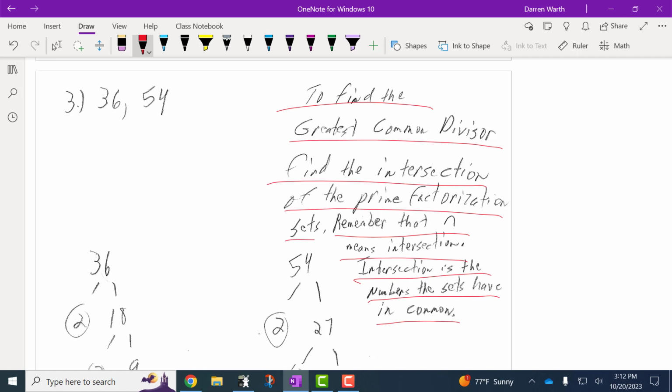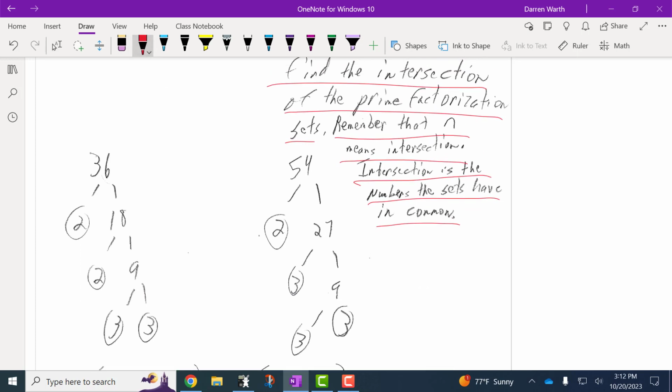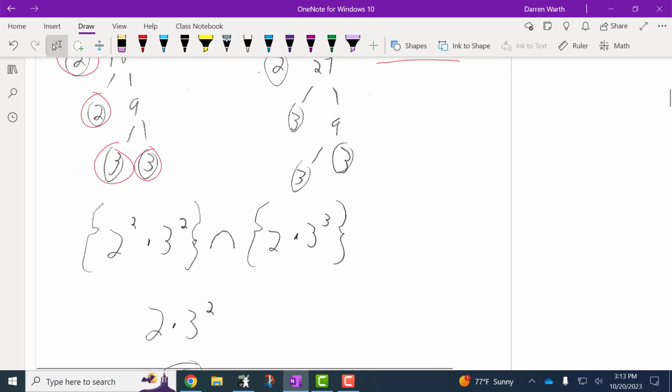So what I'm going to do is a prime tree of 36 and a prime tree of 54. And then I'm going to take their two sets and find the numbers that they have in common. So notice here's 36. I break it down to 2 times 18. And then 18 can be broken down to 2 times 9. And then 9 can be broken down to 3 and 3. So the prime factorization of this is going to be 2 to the second times 3 to the second. So there's the prime factorization of the number 36.